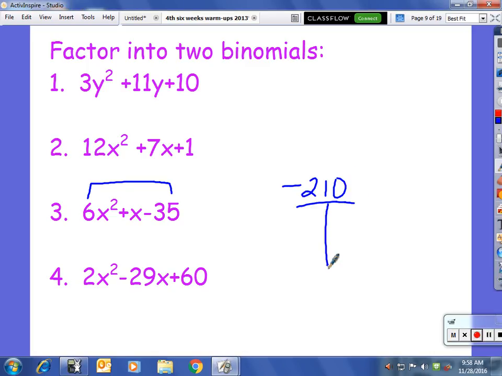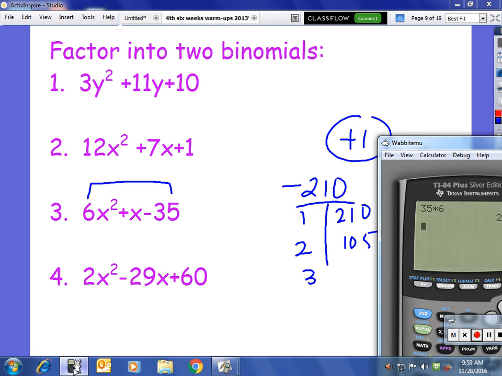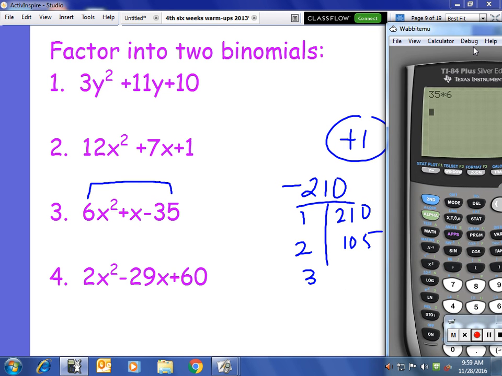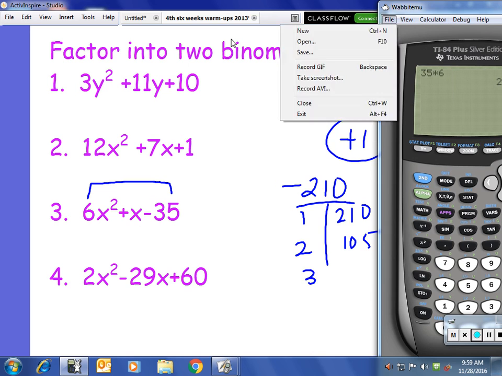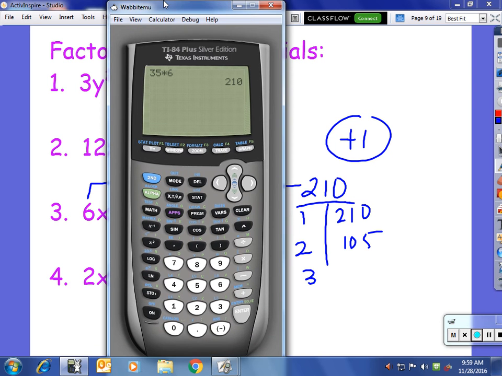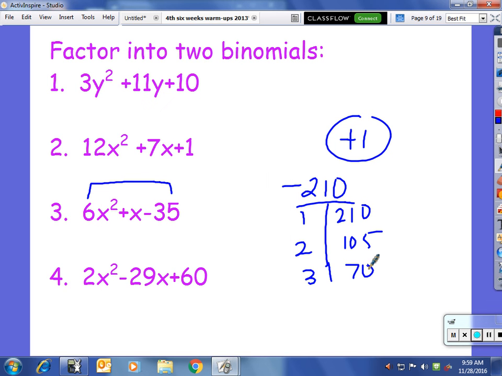Okay, now I got to think of all the factor pairs of 210, and I'm trying to add up to a positive 1 in the middle. So that could be 1 and 210, 2 and 105, 3 and you got your calculator there. Just take 210 and divide it by everything you can think of. 3 and what was it, 70? And then the winning pair, you just keep on going. Just try dividing by 4, by 5, by 6, by 7. The winning pair is going to be 14 and 15.